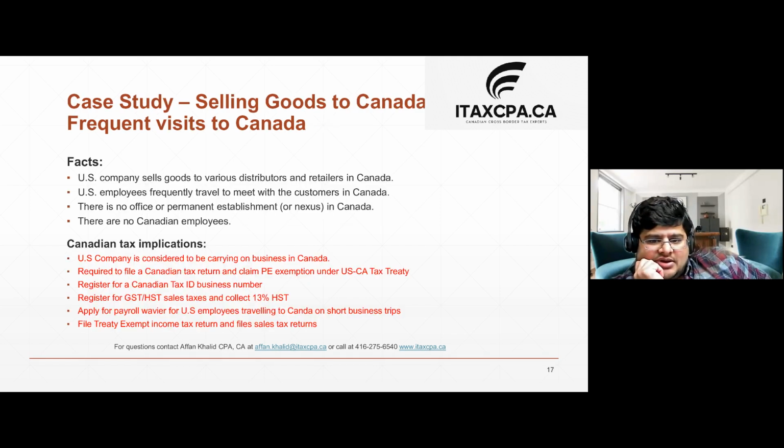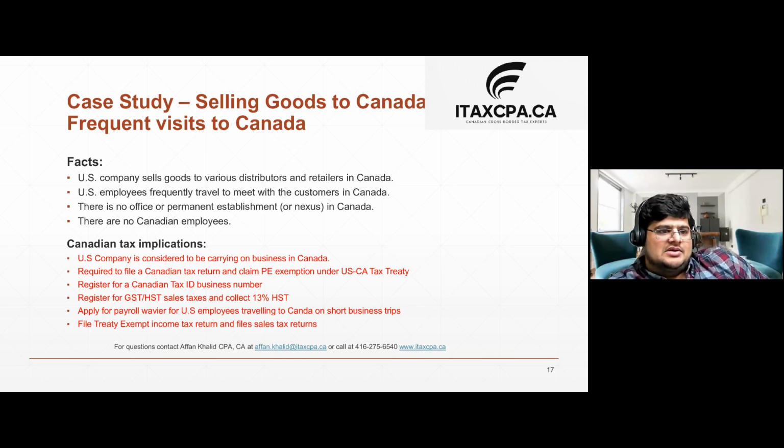Okay, here is an interesting example. It's a case study: a US company selling goods to Canada with frequent visits to Canada. The employees are frequently visiting Canada, and that's the trigger point, which is why I have that in the heading. So let's look at the facts.